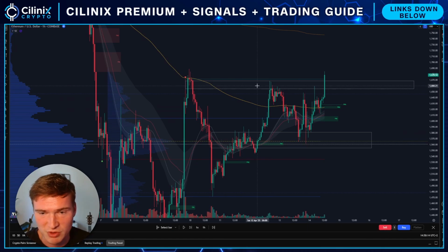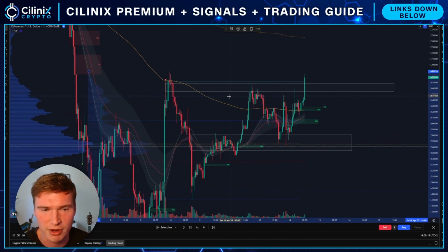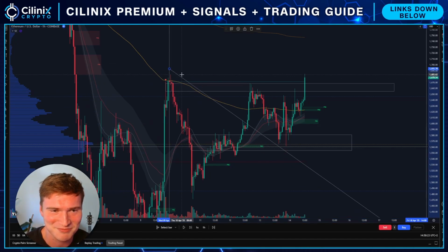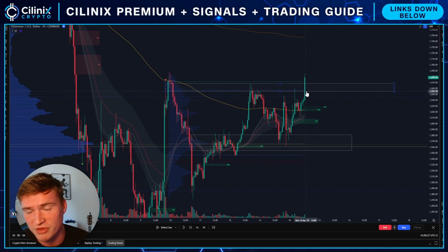Since the consolidation, we formed a value area low or value area high right here. I actually moved it, so my apologies. It should be right here. But we actually created a value area high, that's the blue line right here. We broke above that. You think, all right, well, we actually have some volume coming in.